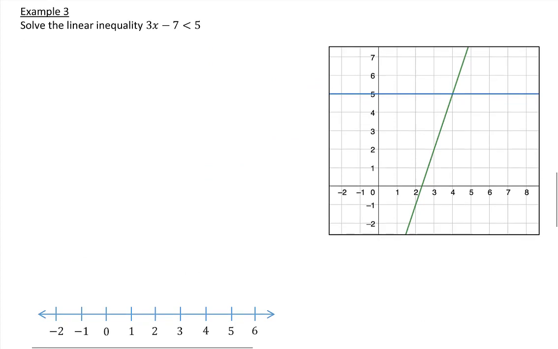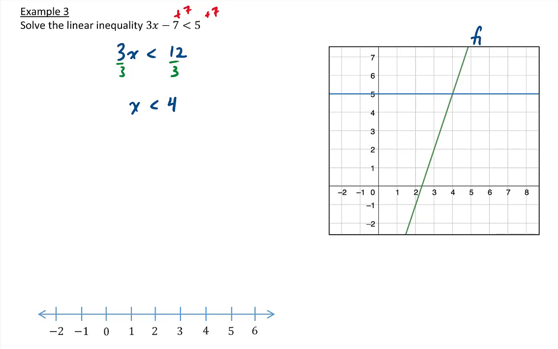Let's try example 3. All right, so first step, we're going to add 7 to both sides. And we end up with 3x is less than 12. Dividing both sides by 3 gives us that x is less than 4. And we can verify this from the graph.